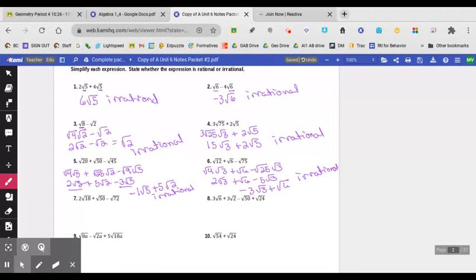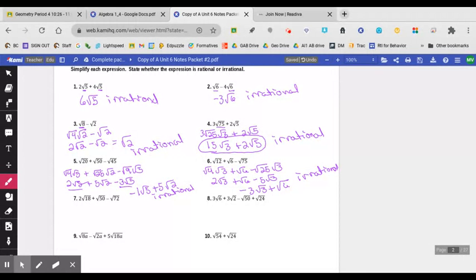Okay, so number 4, the first thing I did is simplify radical 75. Radical 75 is radical 25 times radical 3. Square root of 25 is 5, so 5 times 3 gives me 15 radical 3, plus 2 radical 5. That is my final answer because radical 3 and radical 5 are not like terms. So that's my final answer, and it's irrational.